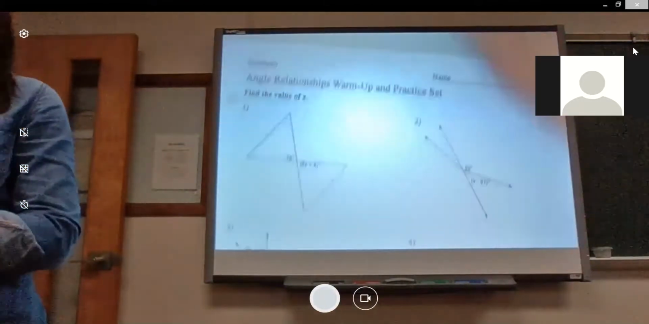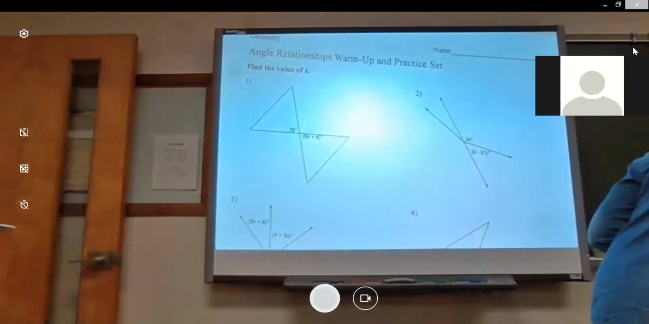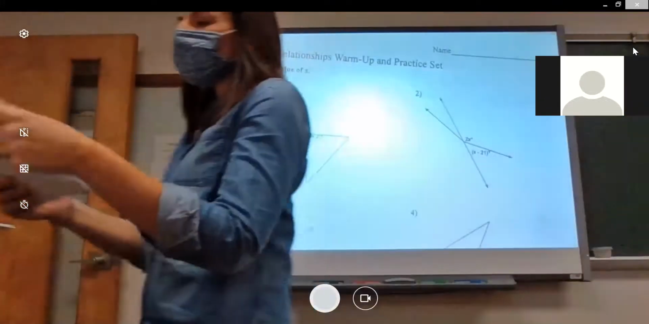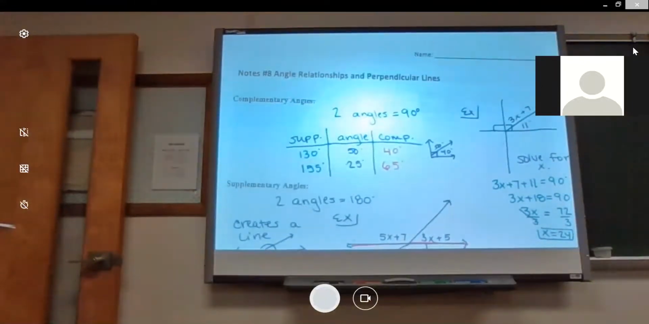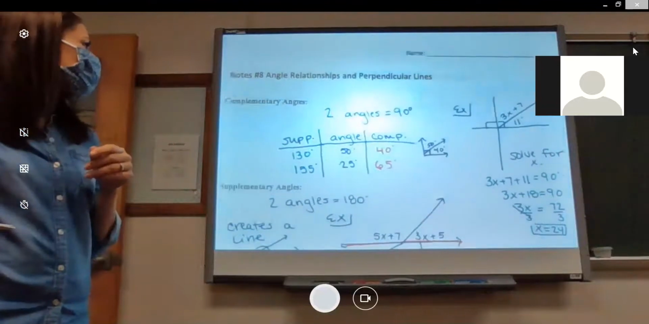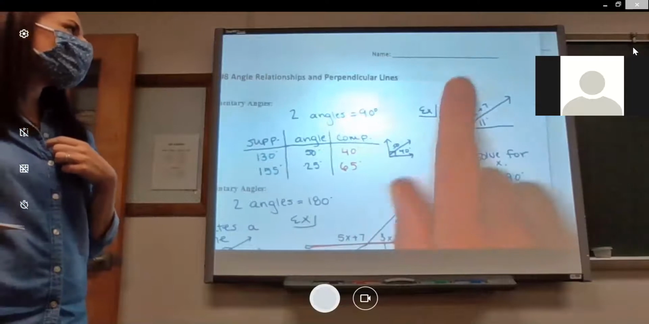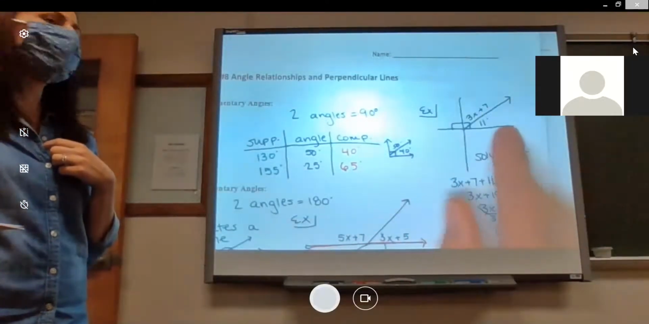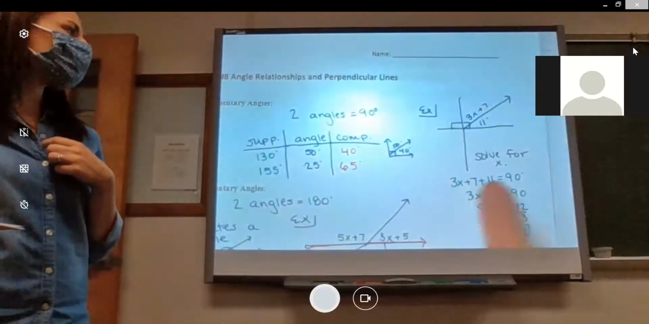All right, so let me get you started on this warm-up, and then I'll give you some time to keep working. Yesterday, over Zoom, we talked about 3 different angle relationships, okay? So one angle relationship is complementary angles, or angles that add up to 90. So when I see a right angle in a diagram, I can set up an equation where those angles add up to 90.